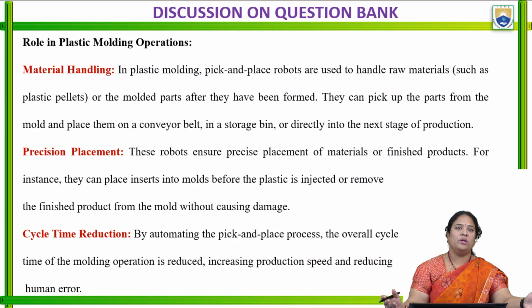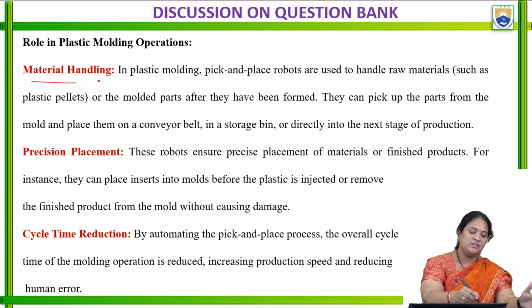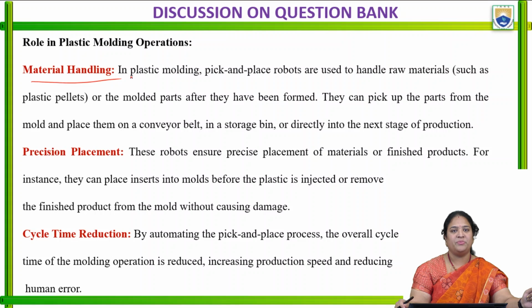What is the robot doing? Material handling means what is happening here. In the plastic molding process, the picking and placing by the robot involves handling the raw materials such as plastic pellets or the molded parts after they have been formed, or they can pick up the parts from the mold and place them on the conveyor belt, in a storage bin, or directly into the next stage of production. That is known as the material handling operation.